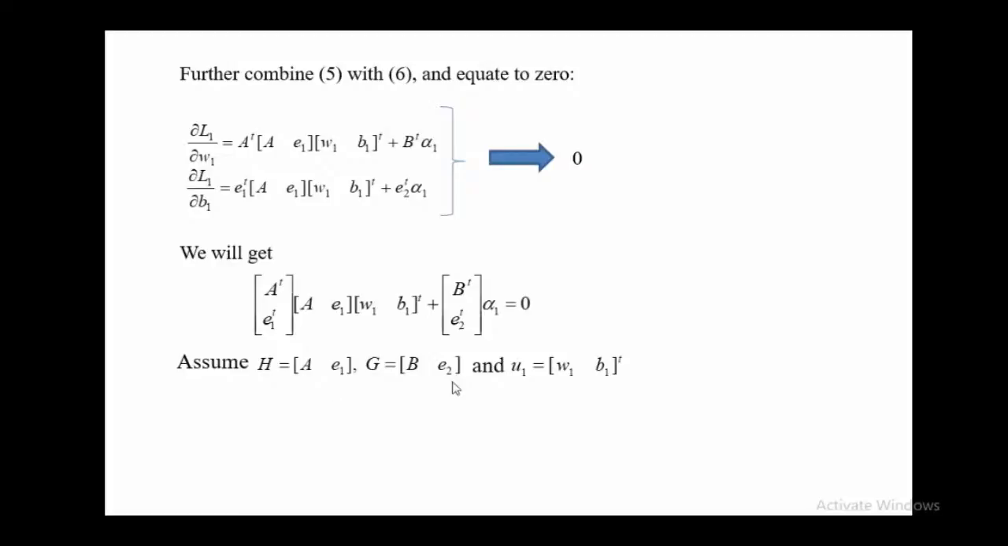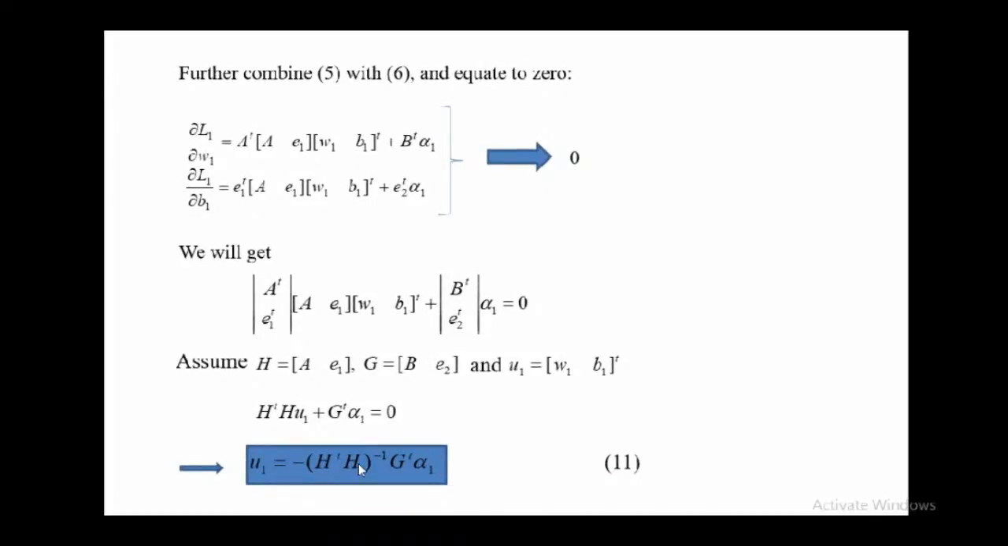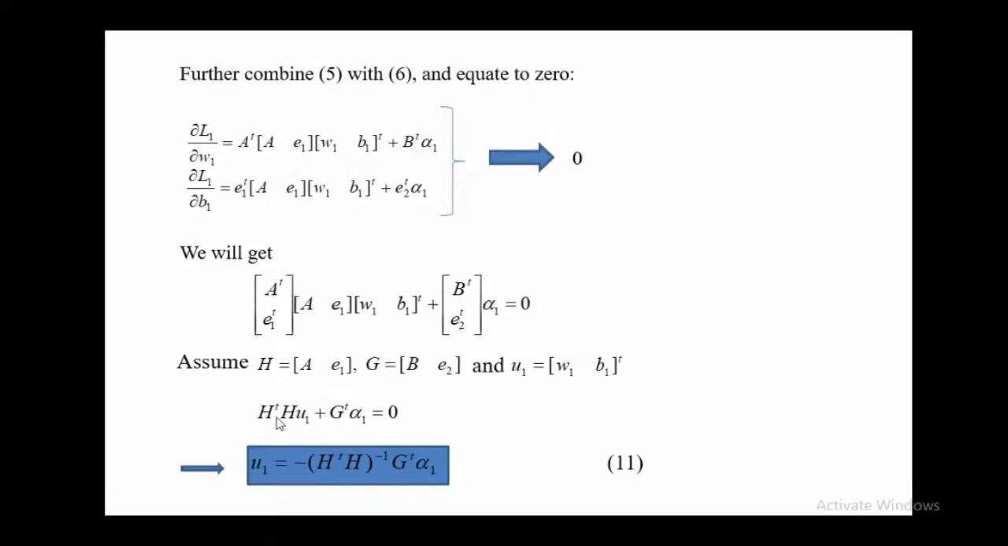So you will get this: H transpose H times U1, plus G transpose alpha 1. From here we can find U1. So U1 is nothing but minus H transpose H inverse times G transpose alpha 1, because obviously this goes to this side, and H transpose H you take to the right side as the inverse, H transpose H inverse. So ultimately you get U1 equal to this.